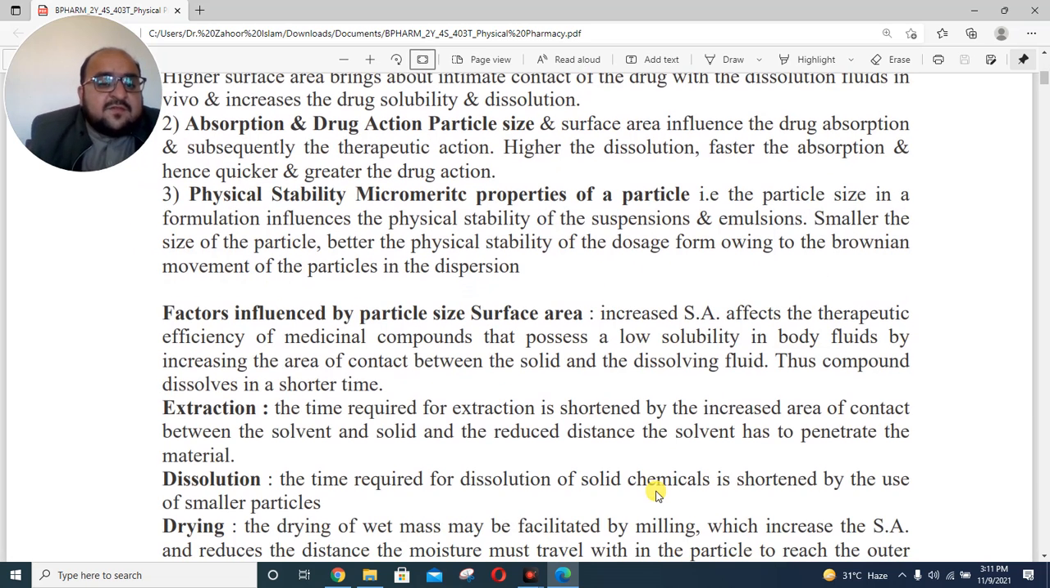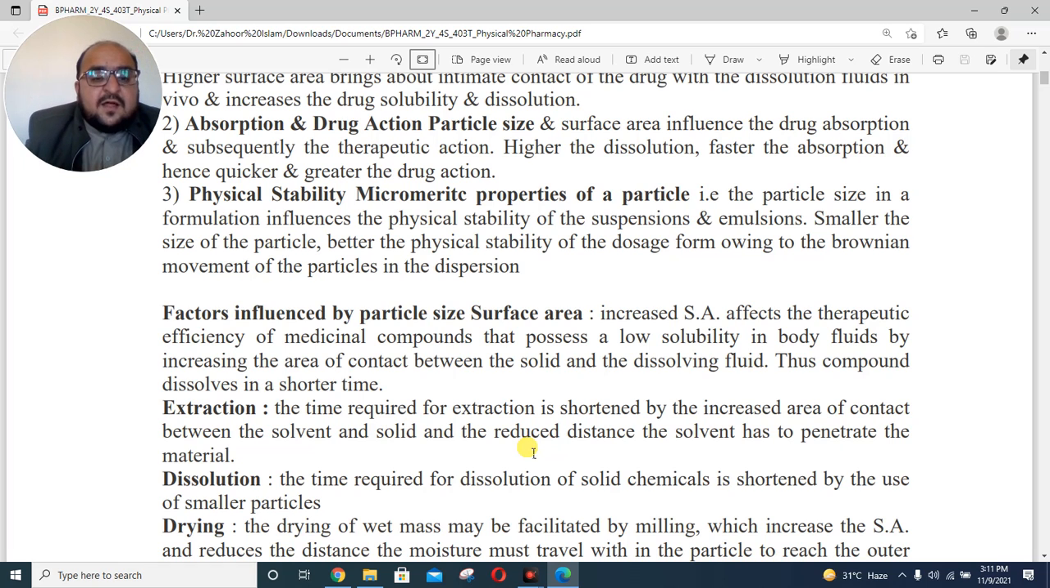The third one is physical stability, a micromeritic property of a particle. The particle size in the formulations will influence the physical stability of suspensions and emulsions. The smaller the size of the particle, the better is the physical stability of the dosage form, owing to the Brownian motion of the particles in a dispersion, the zigzag movement of the particles in a dispersion.